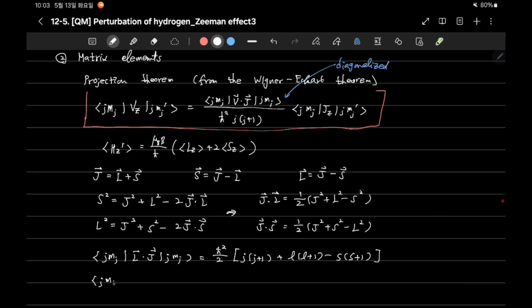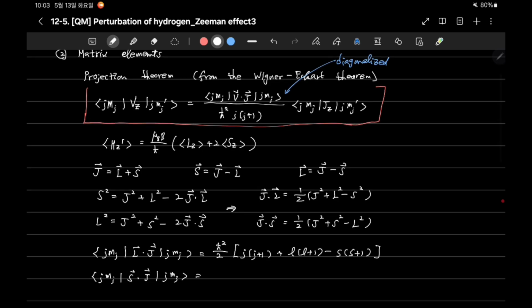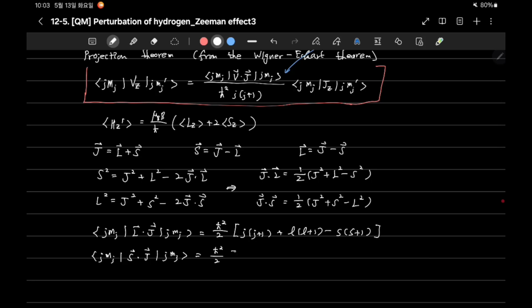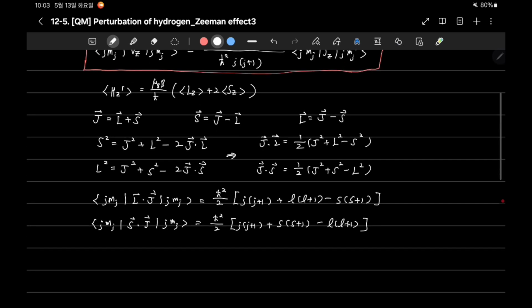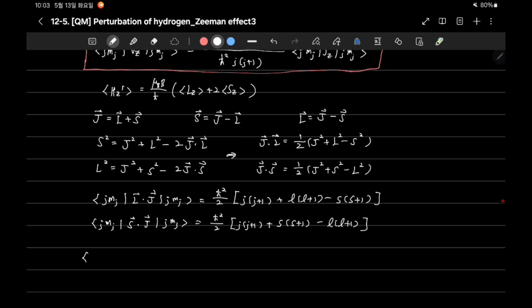Likewise, in the |J, MJ⟩ basis, J·S is a diagonalized matrix element: ħ²/2 times [J(J+1) + S(S+1) − L(L+1)]. So from this projection equation, we can write down the expectation of Sz, or Lz, from the projection theorem. Then ⟨J, MJ| Sz |J, MJ'⟩ can be written down.